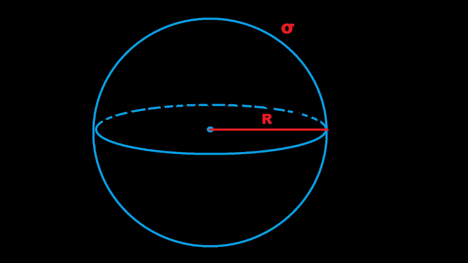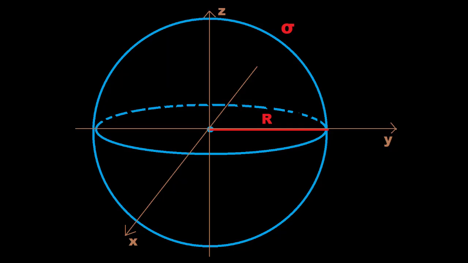Let's find out. So we have a sphere of radius big R and uniform surface charge density sigma. As with most problems in physics, we need to choose a coordinate system in which we are going to solve the problem. Let's choose one with the origin at the center of the sphere.